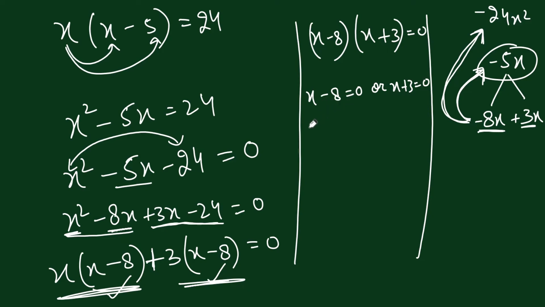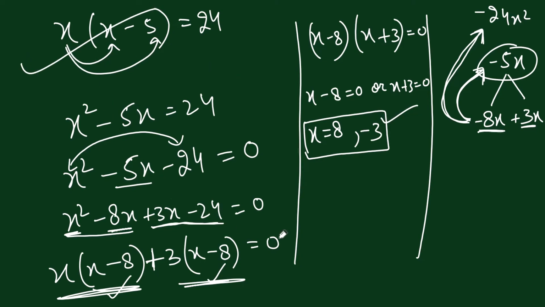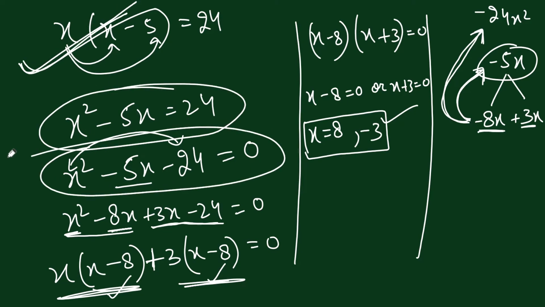So x minus 8 is equal to 0 means x is equal to 8, and x plus 3 is equal to 0, 3 goes to the other side, becomes minus 3. So x is equal to minus 3. These are the two values of x. So 8 and minus 3 are the roots of the given quadratic equation. It was not in standard form. We made it in standard form first, then started simplifying, then started solving.